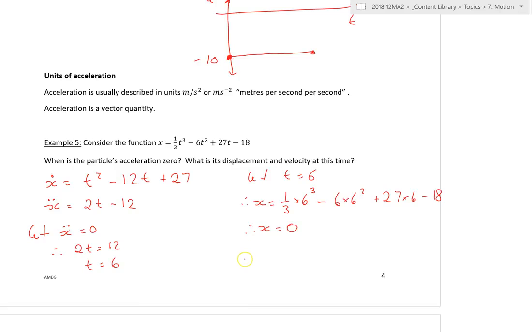And also, my velocity is equal to 2 by 6 minus 12 equals 0. They're all equal to 0. Now, that doesn't have to happen, but it does in this case. At t equals 6, my velocity, my displacement, and my acceleration are all equal to 0.